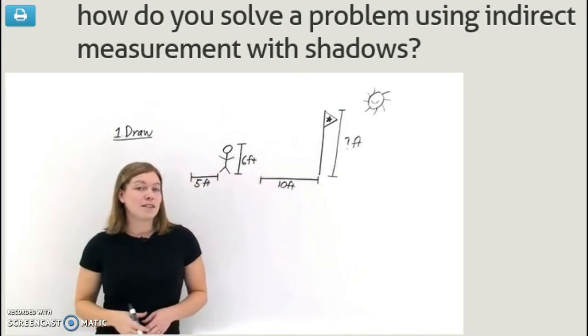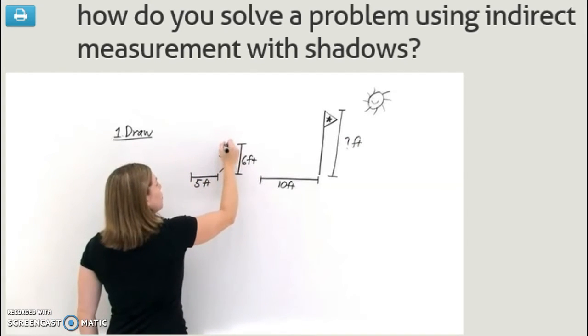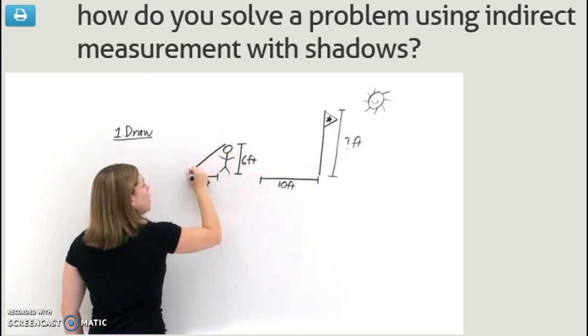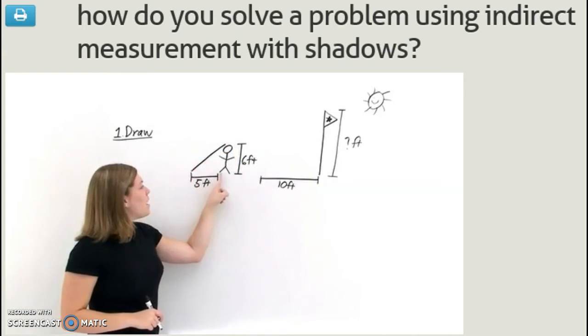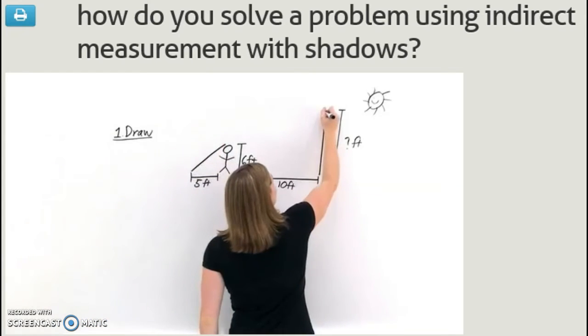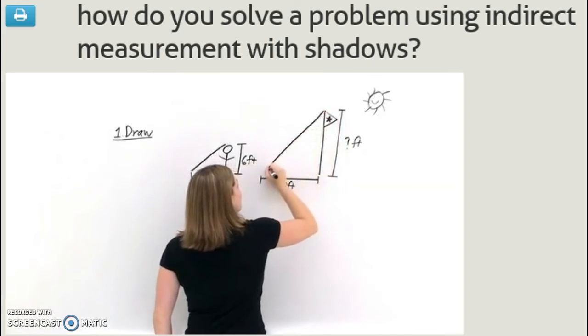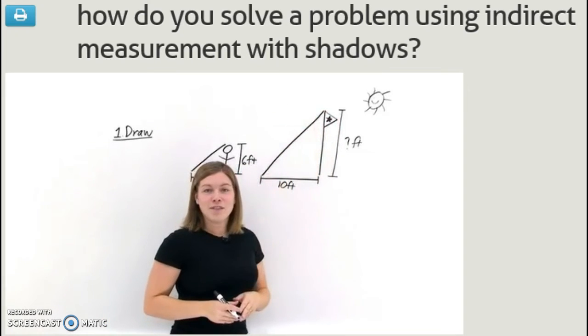Now, when the sun casts a shadow on us, it creates this shadow. So, let's draw a line from our head to the end of the shadow. It makes a triangle. And we can do the same thing with the flagpole, drawing a line from the top of the flagpole to the end of the shadow, making another triangle.